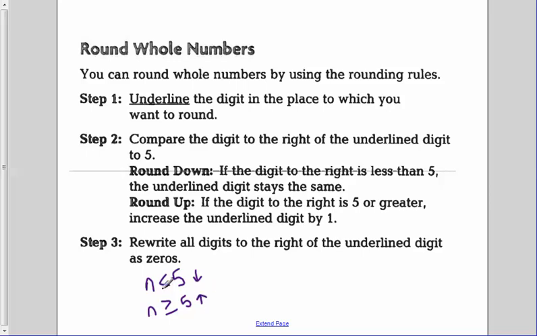Now, it doesn't mean that when we round down that the number that we are rounding to changes, but that everything to the right of it becomes zeros. So again, if the digit to the right is less than 5, the underlined digit stays the same. Everything else to the right of it goes down to 0, and if the digit to the right is 5 or greater, the digit that we're rounding to increases by 1. And then everything to the right of the digit we are rounding to, we rewrite as zeros. So let's practice that.